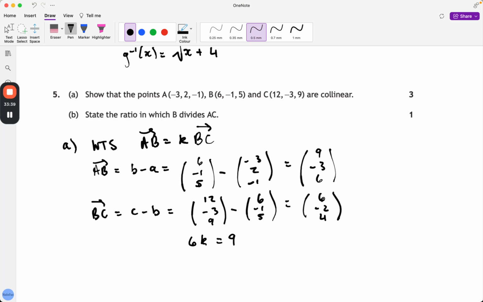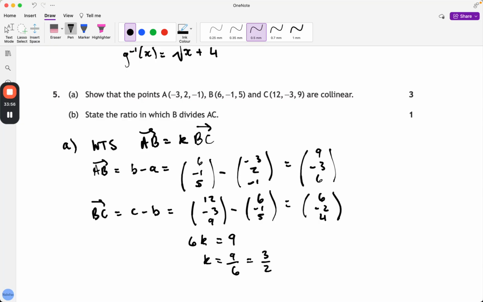So that's why I'm taking my 6 here, I'm timesing it by K, and I'm saying it has to be equal to 9. And then we can solve for K. So we just want to divide both sides by 6, so we get 9 over 6, which is 3 over 2. What you want to do now is just double check that that works for all the other components.